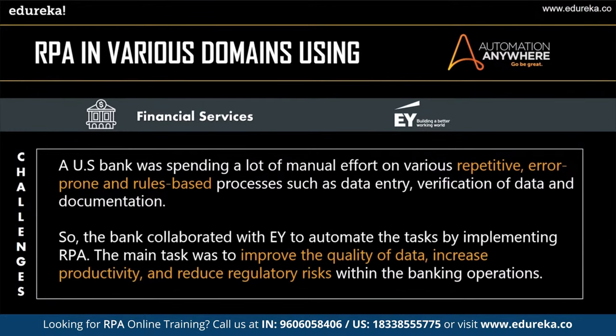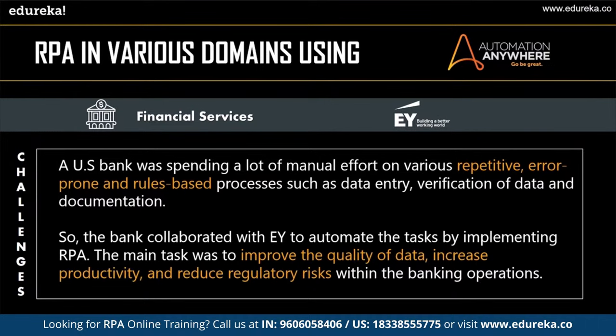So the bank collaborated with EY to automate the task by implementing RPA, and the main task was to improve the quality of the data, increase productivity and reduce regulatory risks within the banking operations. To overcome these challenges, the team decided to consider a few factors while choosing the RPA platform. The RPA tool which must be chosen should be the tool which has been used in the banking and finance industry before. It has license flexibility. It has an enterprise-grade solution which has the ability to operate with the existing application scope and IT infrastructure, and also provides professional training with rapid deployment.